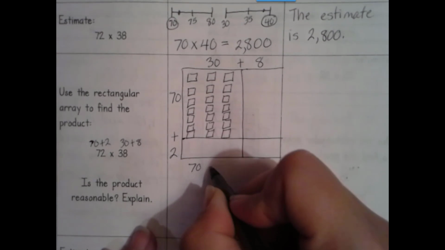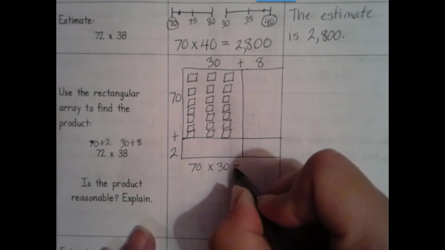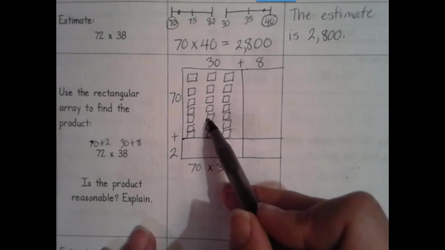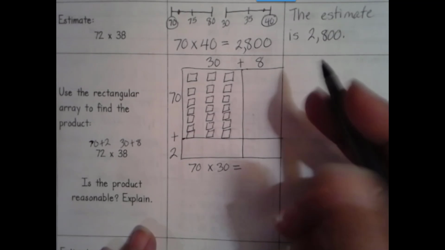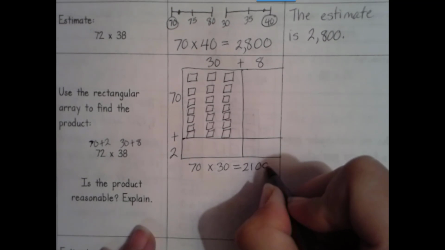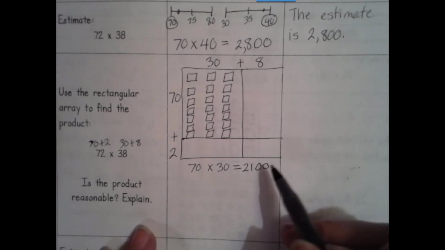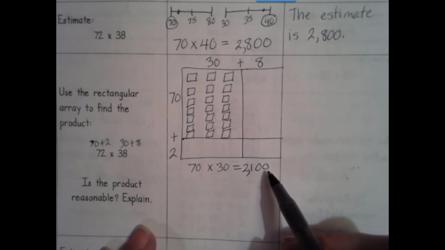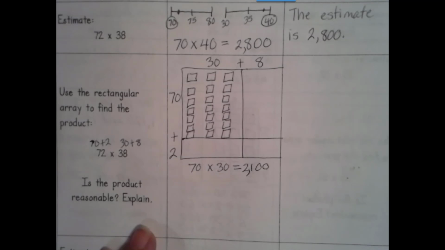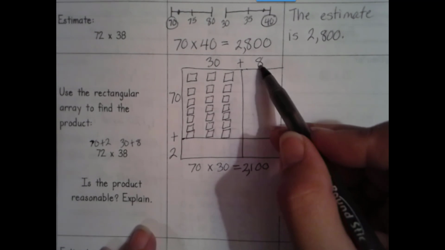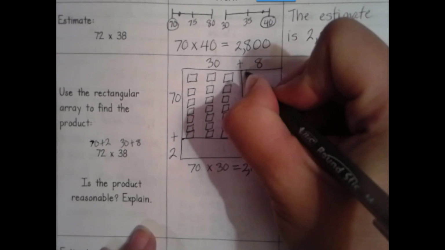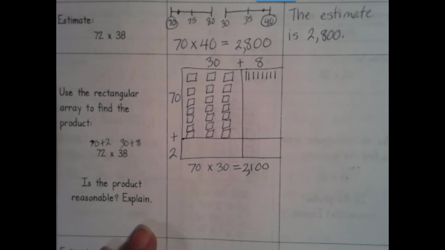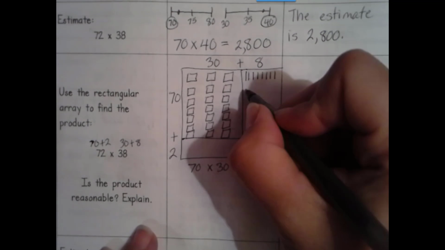So 70 times 30 gives us 1, 2, 3, 4, 5, 6, 7, 8, 9, 10, 11, 12, 13, 14, 15, 16, 17, 18, 19, 20, 21 hundreds, or 2,100. 1, 2, 3, comma. Always start from the ones when we're counting for those commas. Now, the 10 times 8 makes 80. 1, 2, 3, 4, 5, 8. So there's 80, and now I need 7 groups of 80.